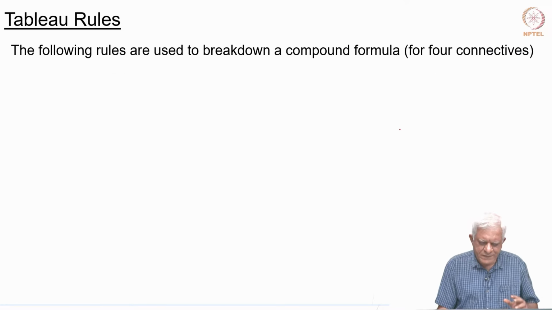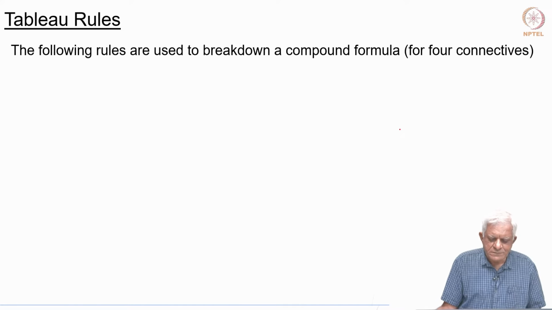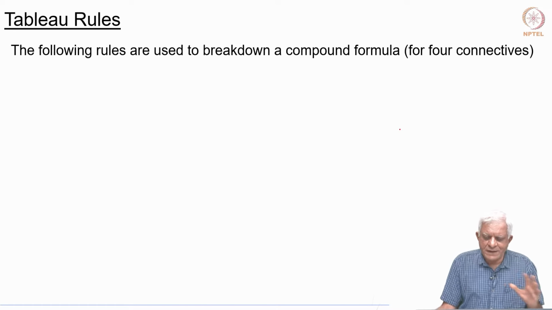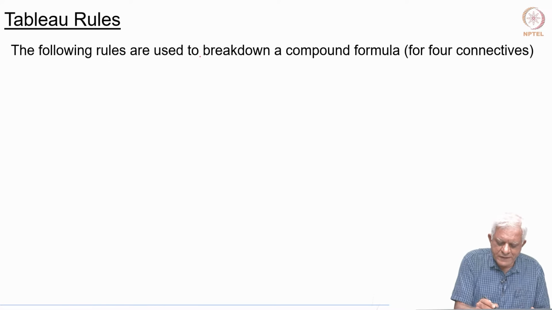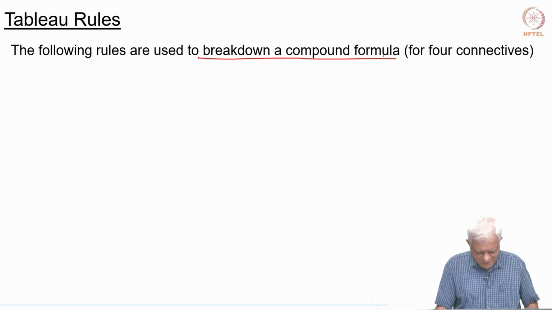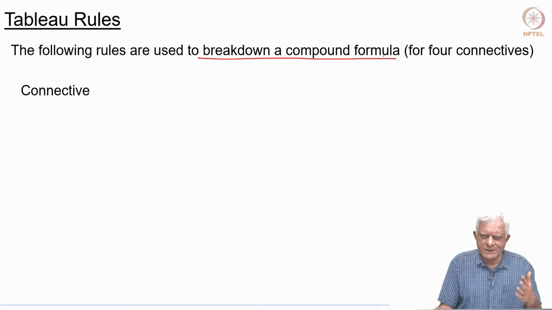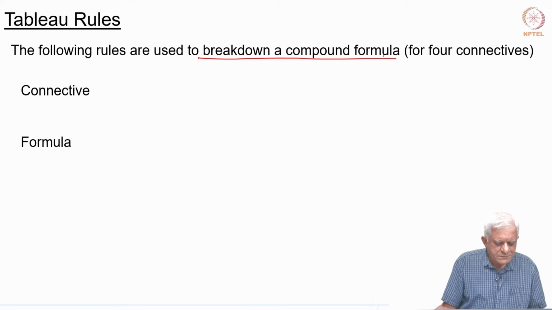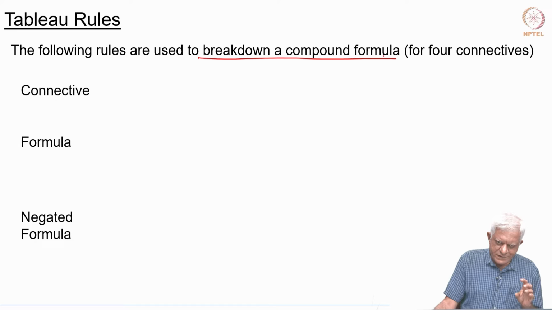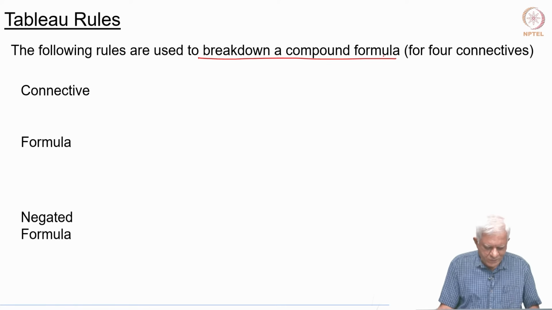So, let us look at that in action here. We said that the basic idea behind the tableau method is to eliminate connectives essentially. So, we want to break down a compound formula, and we will see the rules that we use for 4 connectives. You can extend it to other connectives if you want to build a tableau method for them. We will start with the negation, and we will see for each connective how to handle a formula and how to handle a negated formula.